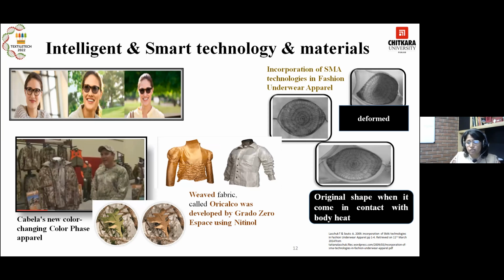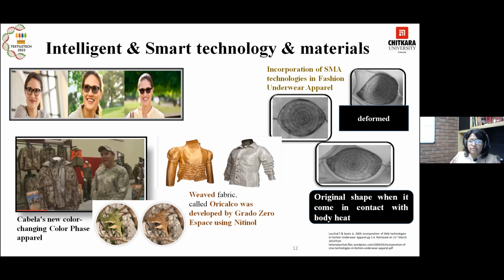And the second technology which I would like to share is the Oricalco fabric, a woven fabric, which is being made by Grado Zero Espace by using nitinol alloy. When you apply a hair dryer's heat on the shirt, the size of the shirt decreases. That is, it changes its shape, but it can come back to its shape after some time. So this is the example of shape memory material, which is the smart technology material.